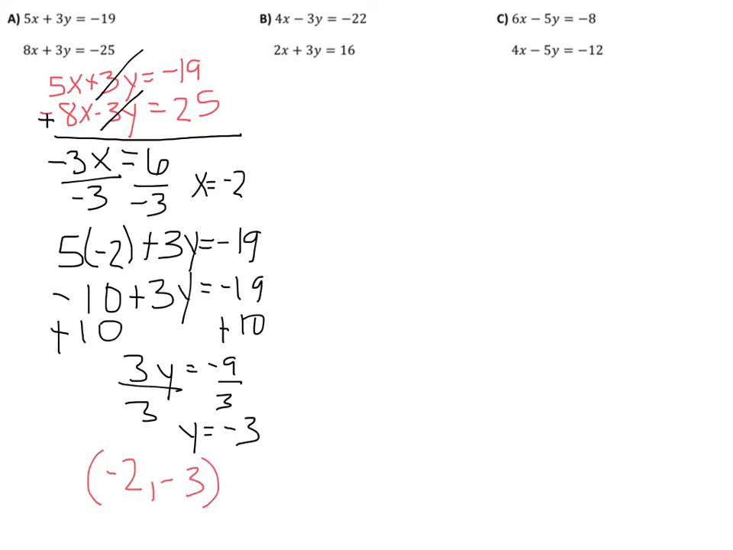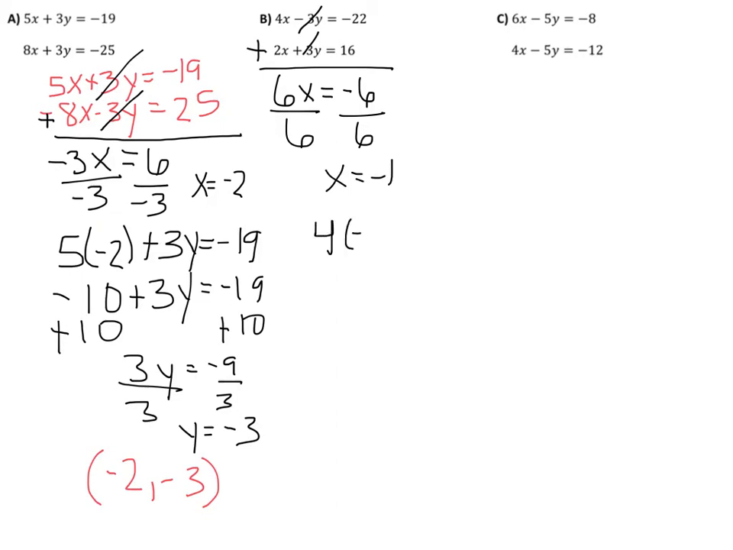On example B, what's really nice is that I already have a negative 3y and a positive 3y, so I can go ahead and just add straight down. 4x plus 2x is 6x, negative 3y plus 3y is 0, those cancel. And then we have negative 22 plus 16, which equals negative 6. I'll divide by 6, so x equals negative 1.